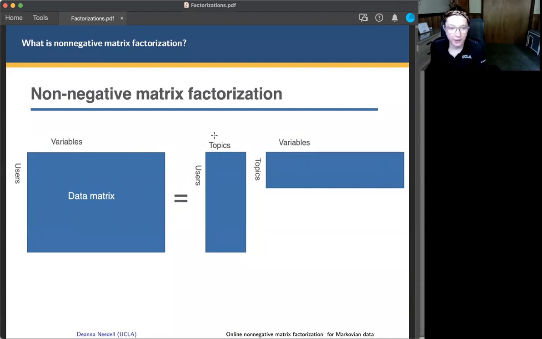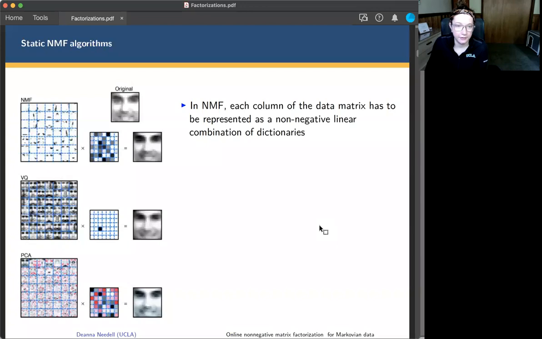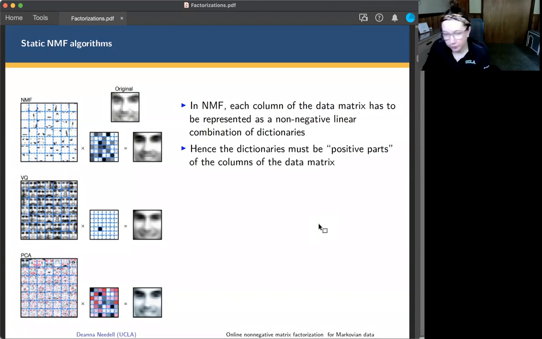The goal will be to factor this into two non-negative components that will both be very low rank. So we'll imagine that the first factor will be users by what I'll call topics. I'll mention what topics mean in this context in a second. And then topics by variables. Both of these will be low rank and non-negative. You might ask, why is non-negativity even being mentioned here? In NMF, because of the non-negativity constraint, you're asking that each column of the data matrix be represented by a non-negative linear combination of dictionary atoms, which would be the other variable components. Thus these dictionary atoms are these positive parts of the data.